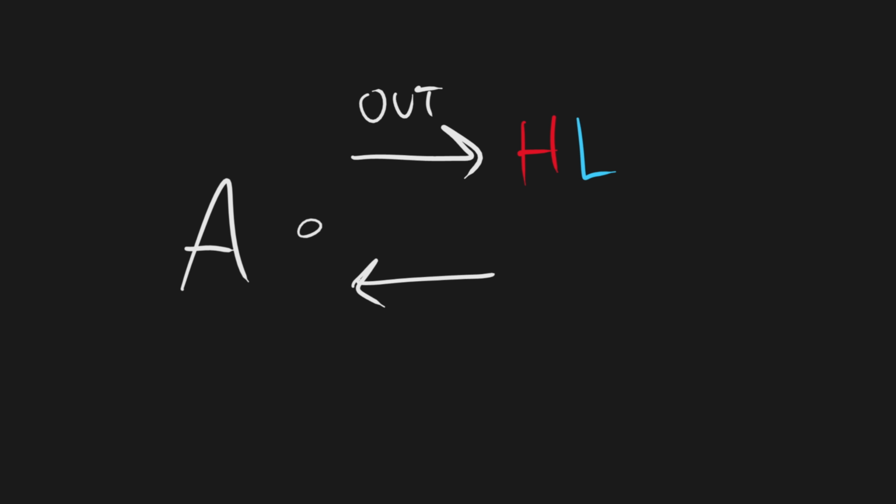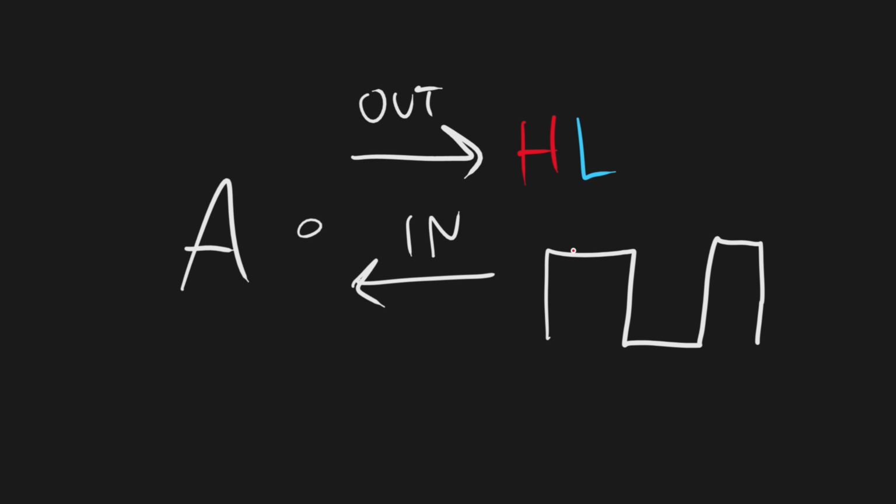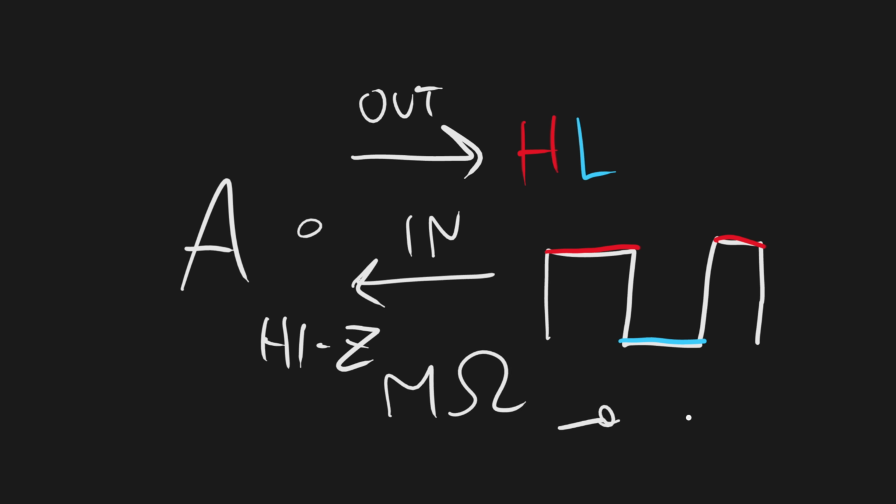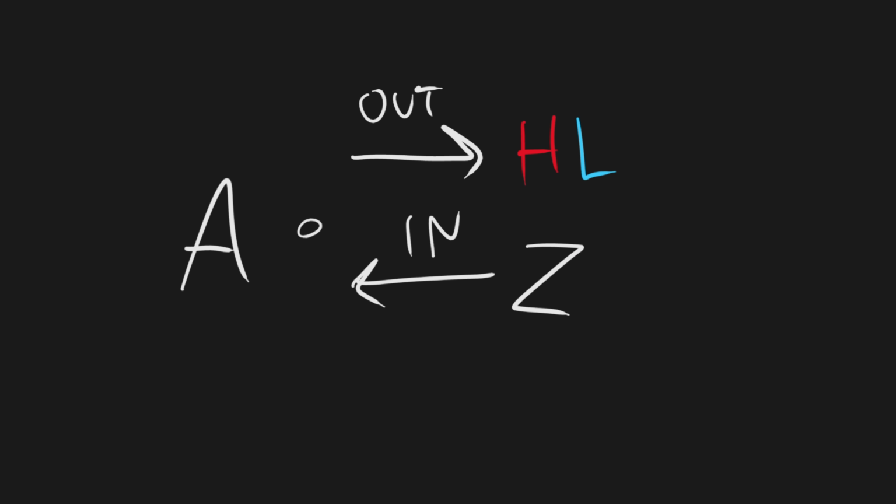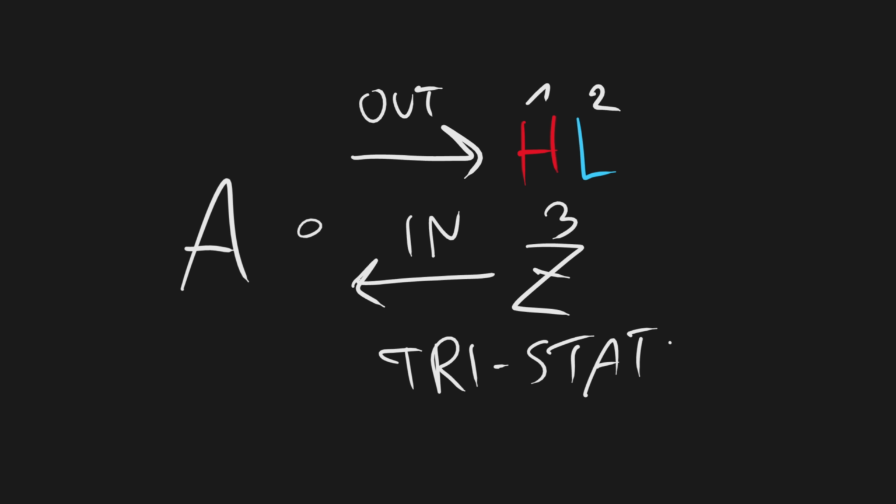However, we used our pins only as output pins yet. These can go either high or low, but the pins can also be configured as input to read any digital signal. This signal has highs and lows, so at the pin side we have to have some sort of high resistance to not affect the signal. This is in the megaohm range. Because of this high resistance, almost no current is flowing, and simplified we can consider it as a disconnected pin. This is our third state. We will call it Z, and since we now have three states, this is called tri-state.